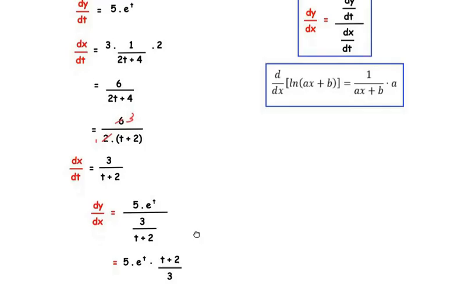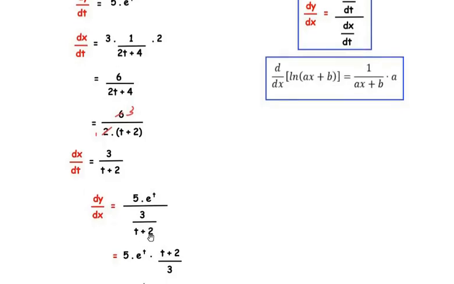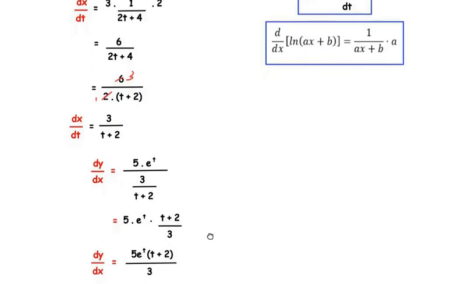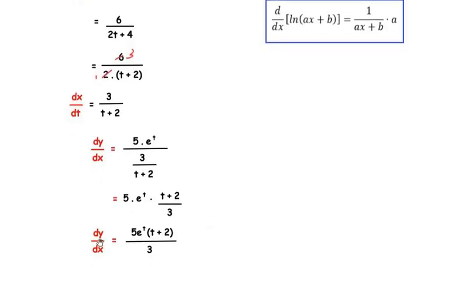Now in the next step we have simplified it a bit further. So we have written the numerator same, that is 5 times e to the power of t. Now division becomes multiplication and this fraction flips upside down, giving us t plus 2 over 3. So one final step, that is simplification. So we get dy by dx as 5 times e to the power of t times t plus 2 divided by 3. So this is going to be our answer.